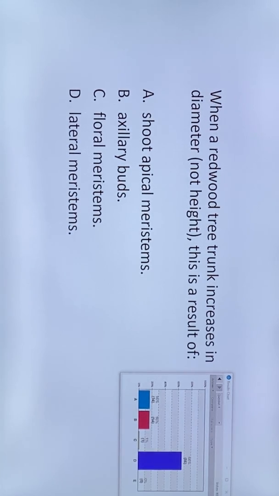So right there, picking something like apical doesn't really make sense, right? Because that's going vertically. So when we're talking about growth in diameter, then it makes perfect sense that, even if you didn't know what meristem was, you'd know that you're talking about lateral growth.